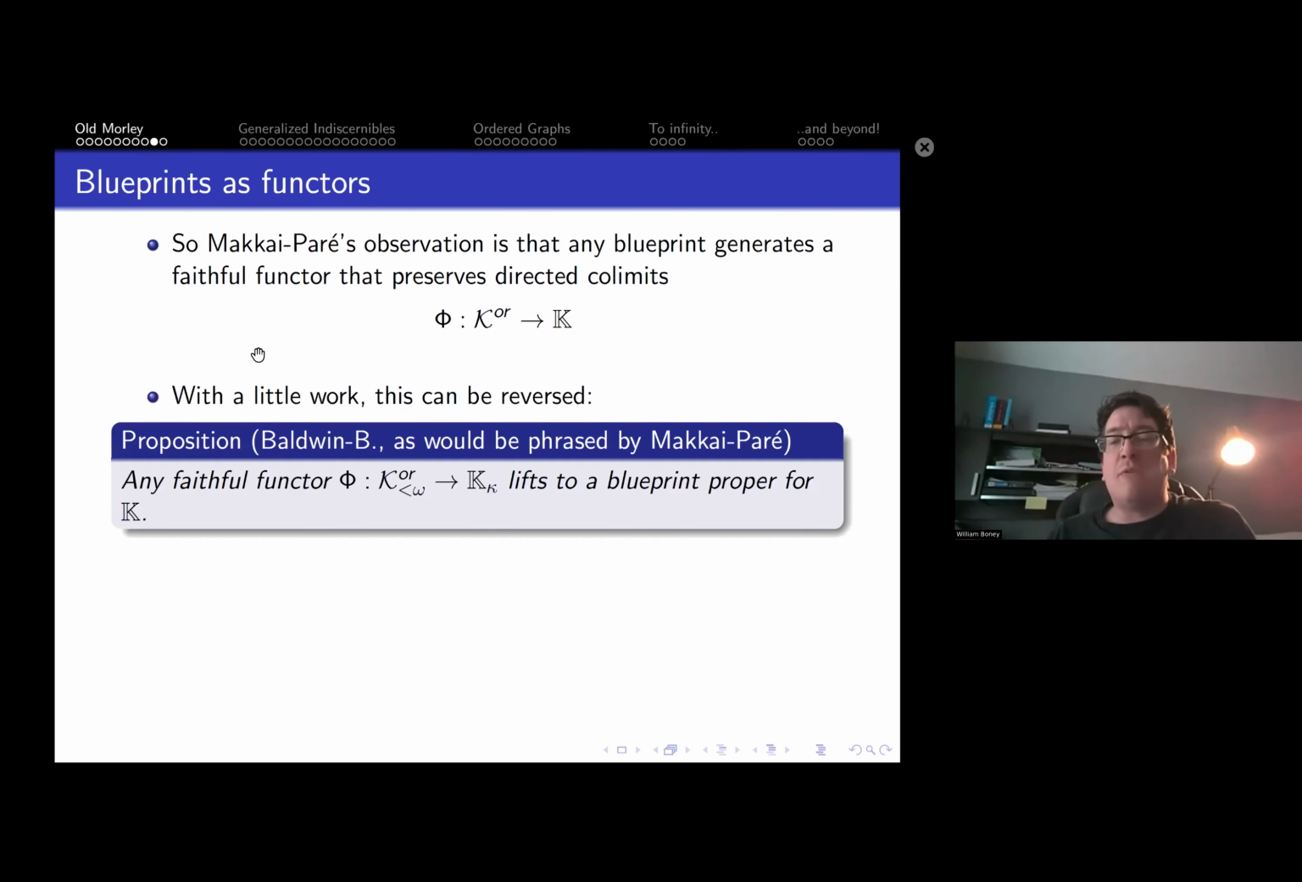With a little work that can be reversed. John Baldwin and I actually had this discussion, as would be phrased by Mackay and Paret. I don't think we knew enough category theory at that time to phrase it, but we had some argument that essentially said that if you take any faithful functor and restrict it to the finite linear orders, you can lift this to a blueprint that works with your category K.